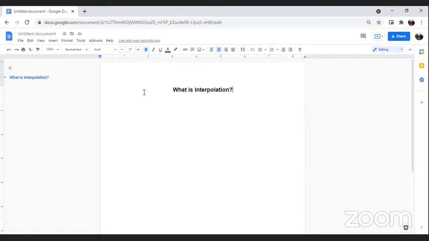So what is interpolation or interpolation? I'll pause for a while as I get answers from the participants online. Well, I'm still waiting for the answers from the participants.